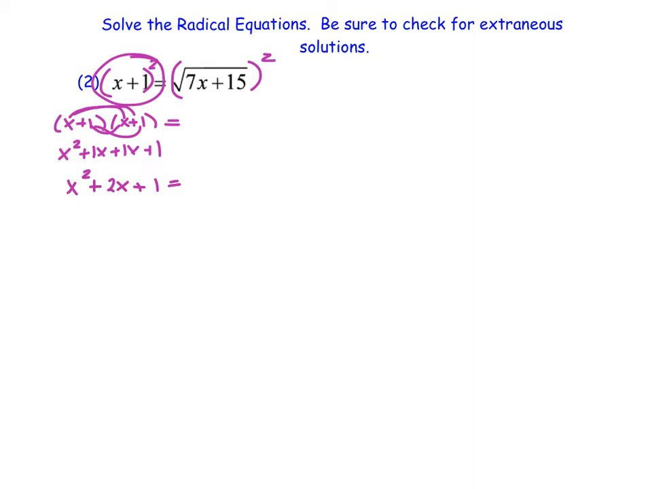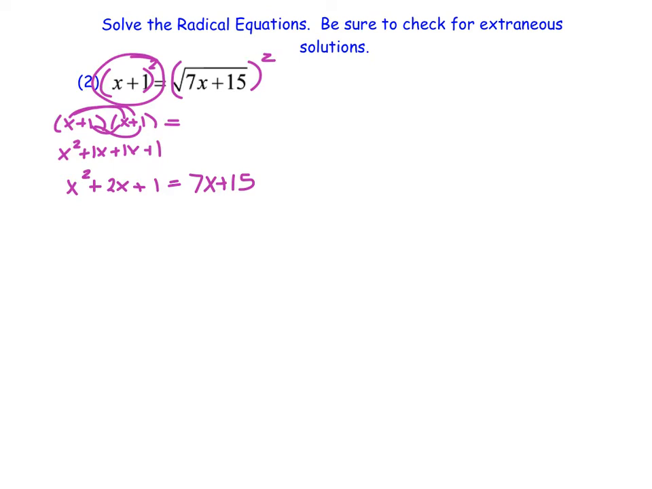On the right-hand side, when we square that, it just undoes the square root, so we're left with 7x plus 15. Now when I look at this problem, what I notice is it looks a little bit different than the ones I saw before. The ones I saw before were all linear and only contained x's. This one contains x's and x squareds, so I know I'm going to have to solve it in a little bit of a different way.